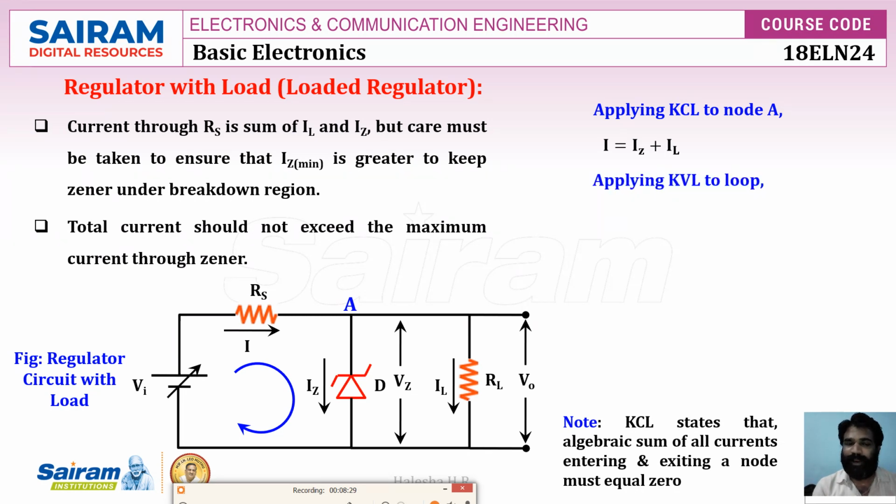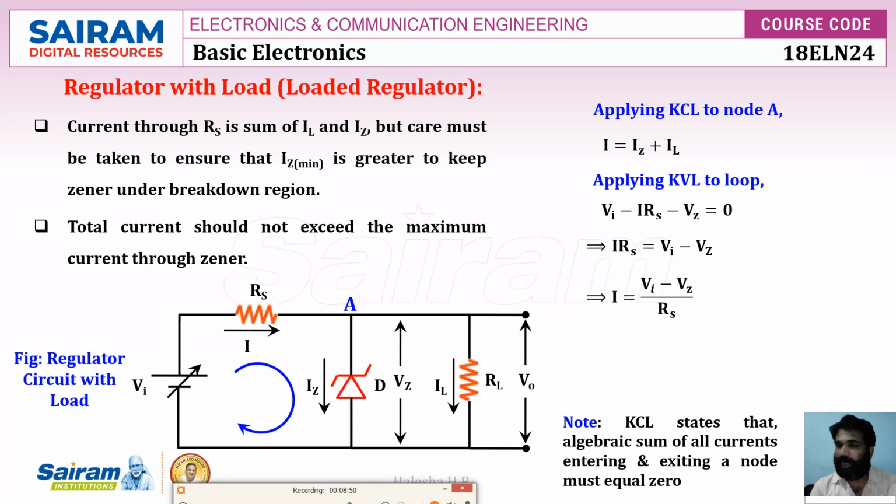Okay, so again applying KVL to the closed loop, as we observe, VI minus the current through the current limiting resistor, I into RS, minus VZ. So from this, the expression for I, that is I RS, is equal to VI minus VZ. So I is equal to VI minus VZ divided by RS, and I is equal to IZ plus IL is equal to VI minus VZ divided by RS. This is the total current.